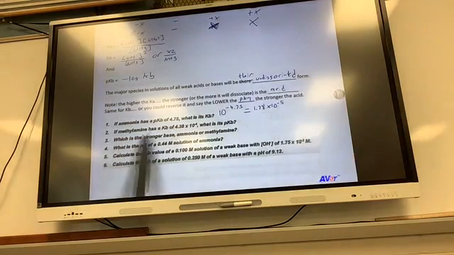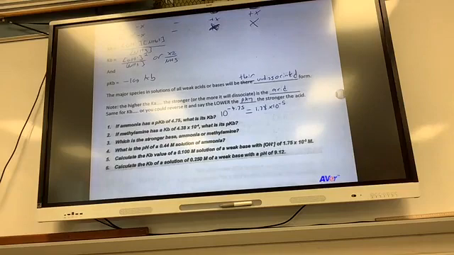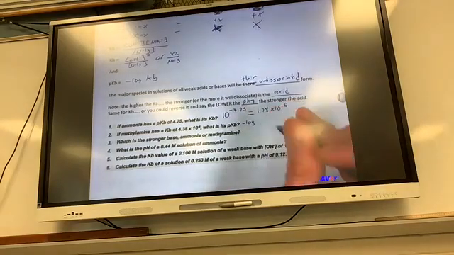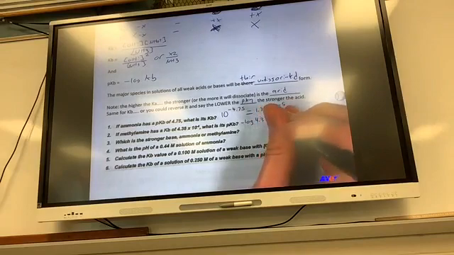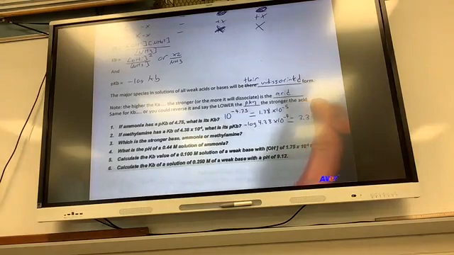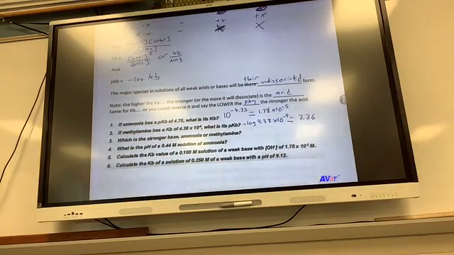If methylamine, that's my base, has a Kb of 4.38 times 10 to the negative fourth, what's the pKb? In order to get a pKb, I have to take a negative log. So negative log of 4.38 times 10 to the negative fourth is what? Did you get 3.36? 4.36? It's weird. The numbers aren't great. But that's what you should get.